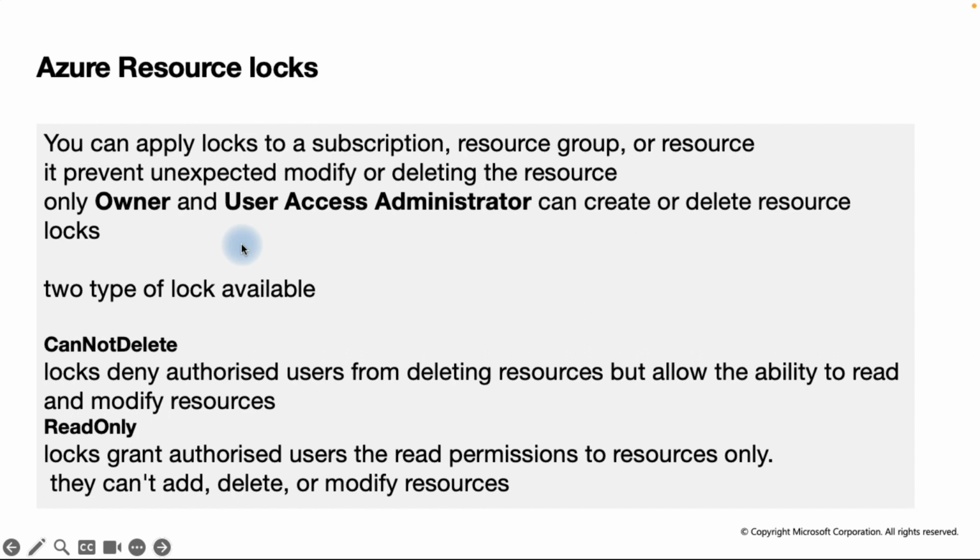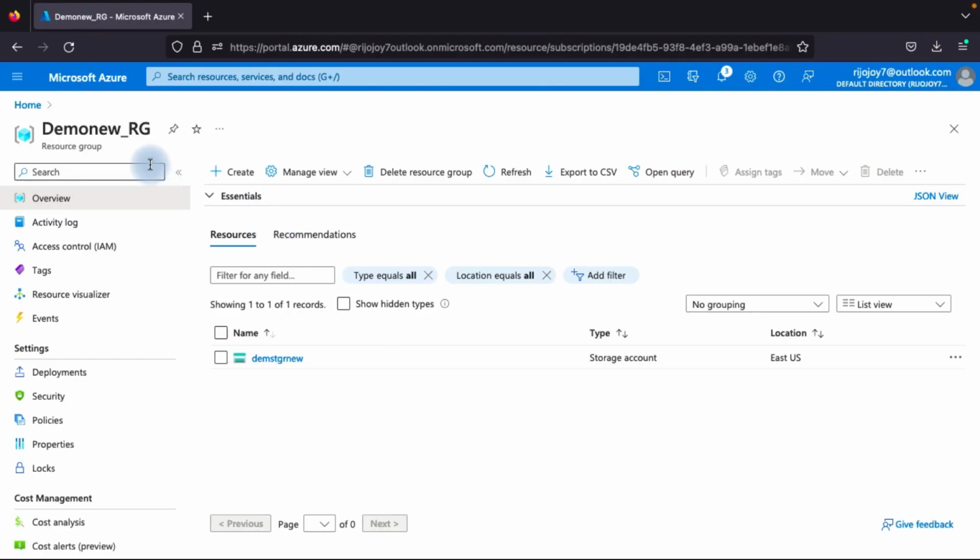We have two types of resource lock available: cannot delete and read-only. Cannot delete means you can edit and modify your resources, but you cannot delete them. Read-only means you cannot delete and you cannot edit; you can only view your resource. Now we will go to our Azure portal and check how to implement the Azure resource lock.